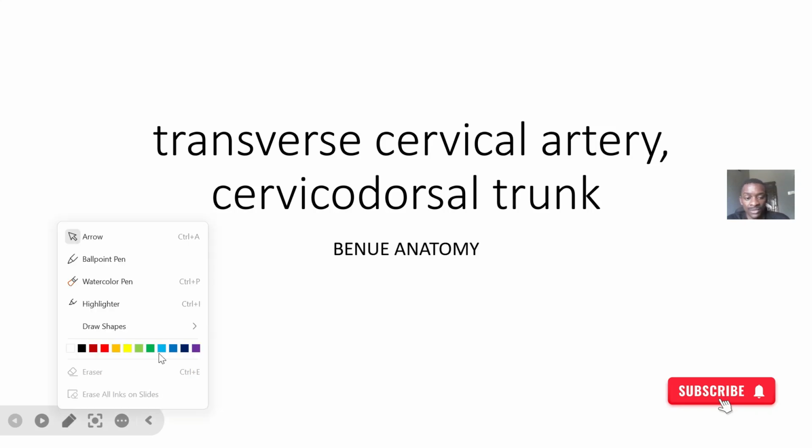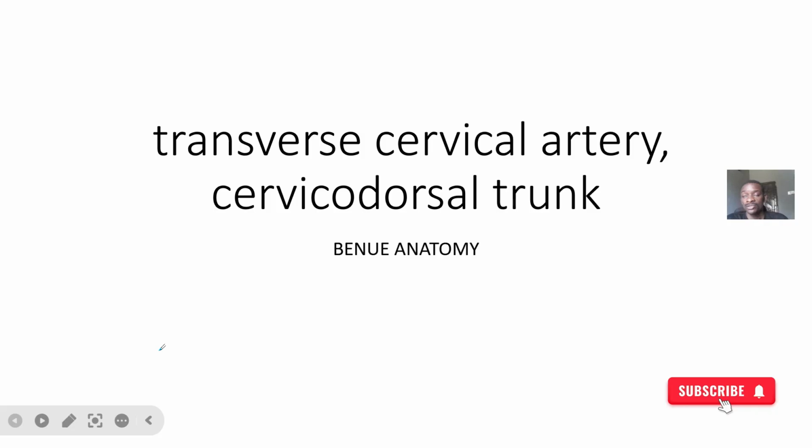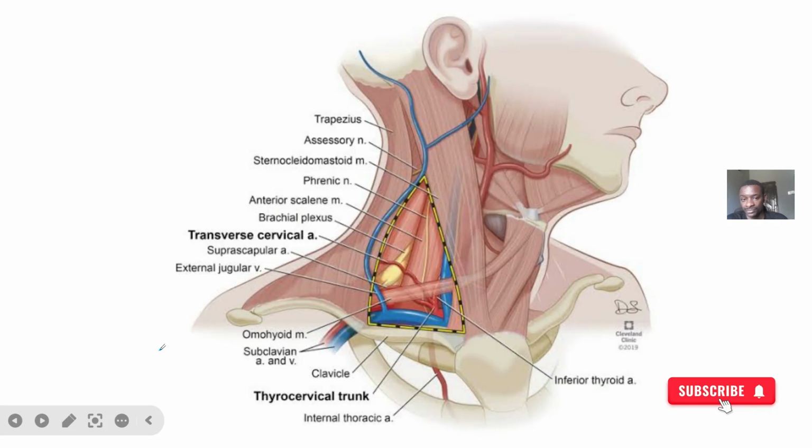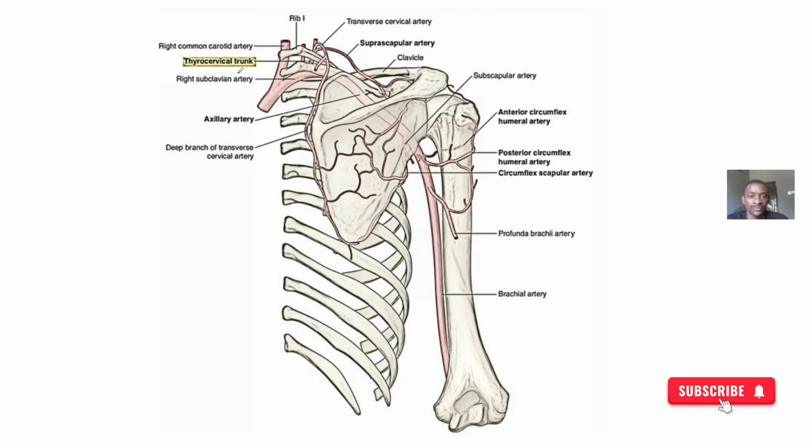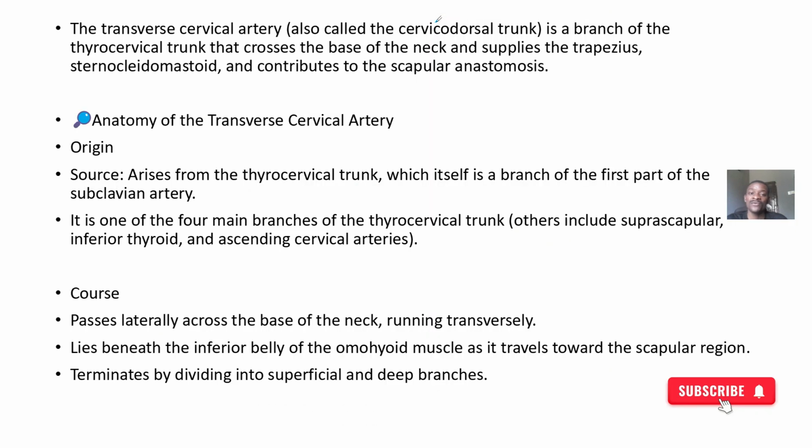Now we'll talk about another artery, which is known as the transverse cervical artery. The transverse cervical artery is also known as the cervicodorsal artery. Usually in pictures you see it written as transverse cervical artery, but just know that another name for it is the cervicodorsal artery.